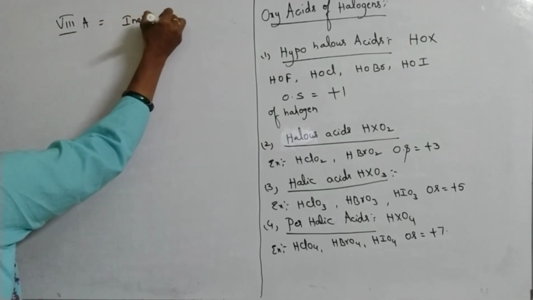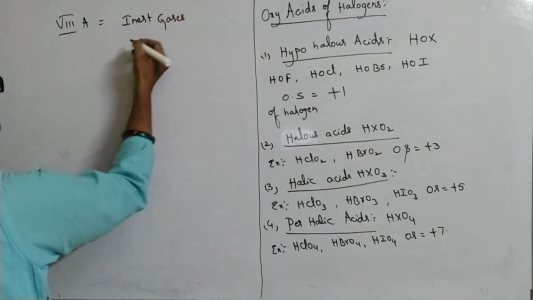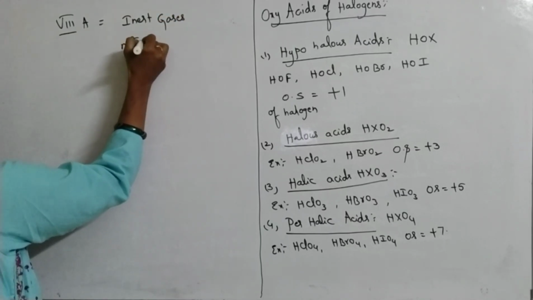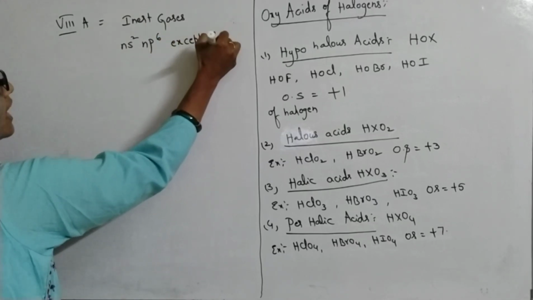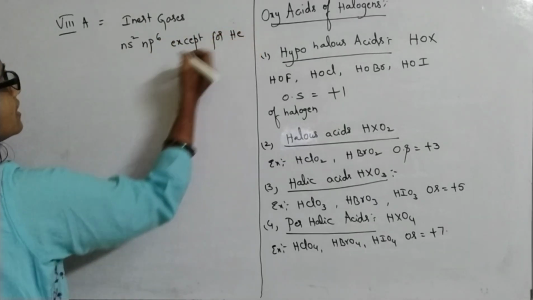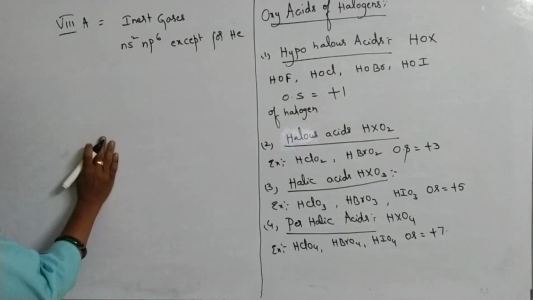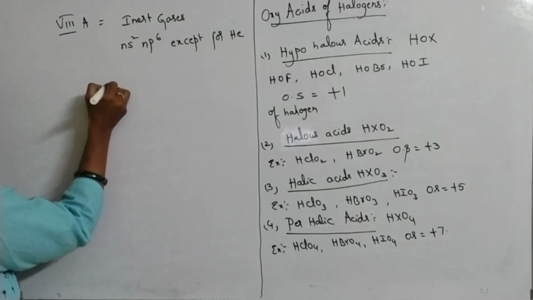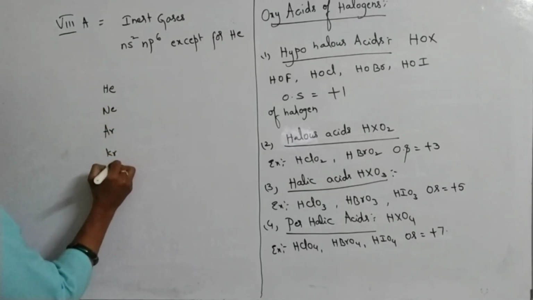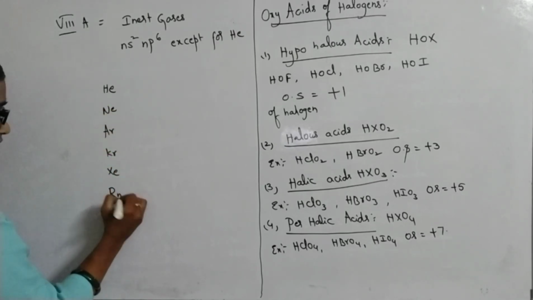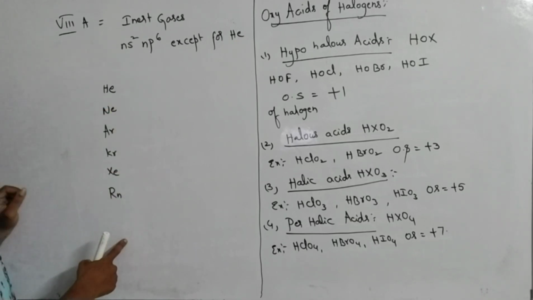They have the general configuration ns2 np6, except for helium. What are the elements in the 8th A group? Check once: helium, neon, argon, krypton, xenon and radon. These elements are called inert gases.